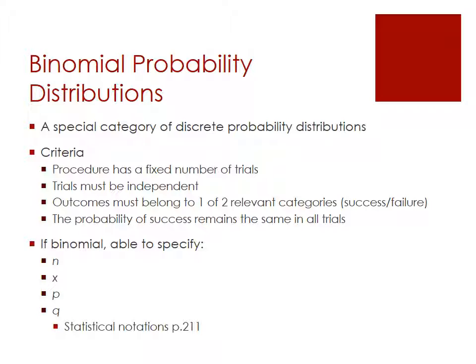q is the probability of the opposite option, failure. Keep in mind that because all possible probabilities sum to 1, the sum of p and q is equal to 1. And we're going to see this algebra again in the future as we look at some of these problems.